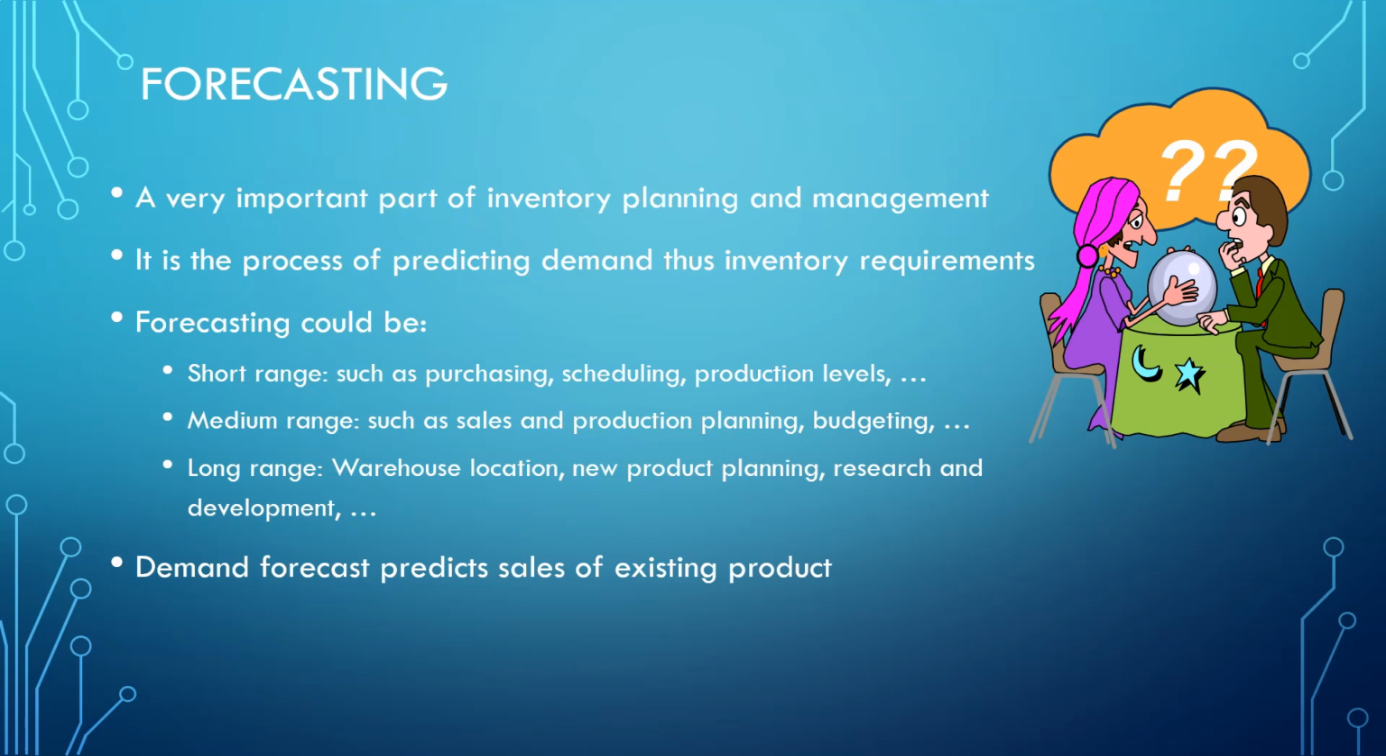Examples of short-range forecasts will be purchasing, job scheduling, workforce levels, job assignments, and production levels. Examples of medium forecasting will be budgeting and sales and production planning. Examples of long-term or long-range forecasting will be forecasting of a new product, planning, facility location, and research and development.